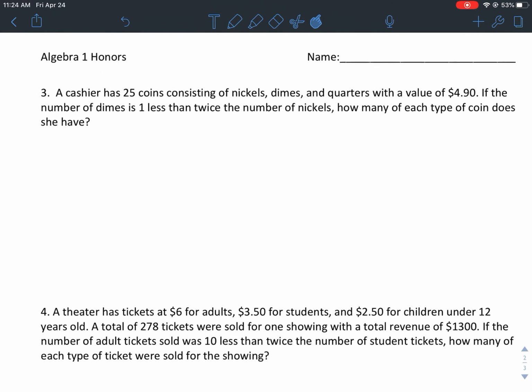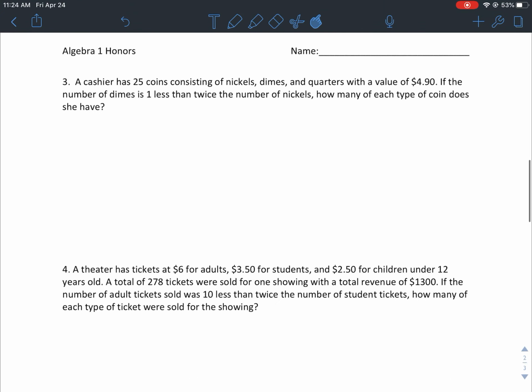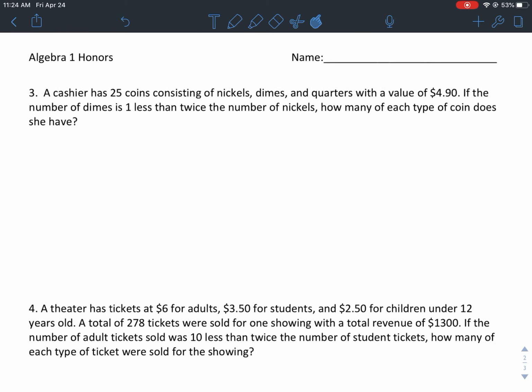Hey guys, what I'm going to do today is go through problems 3 to 5, just so you can check your work, and if you were stuck on any of these ones, hopefully this will help you out.